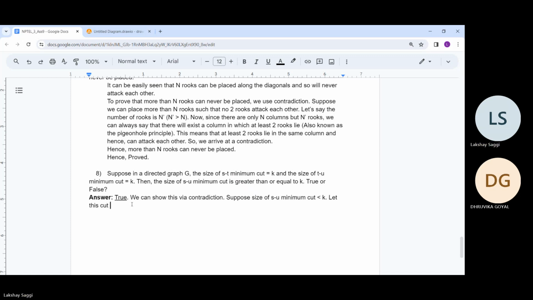Let this cut be A comma B, where S lies in A and U lies in B. It's a very cute question. I kind of like it a lot. Suppose the size of this cut is equal to K prime such that K prime is less than K. And why is K prime less than K? Because the size of the SU minimum cut is less than K.